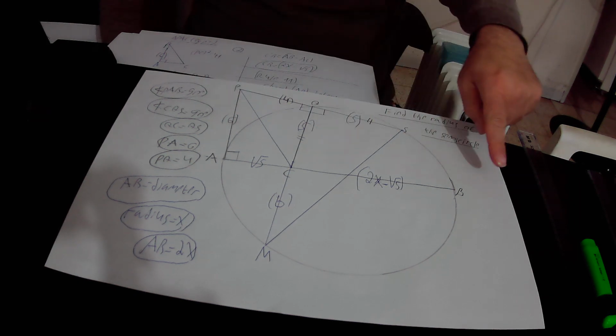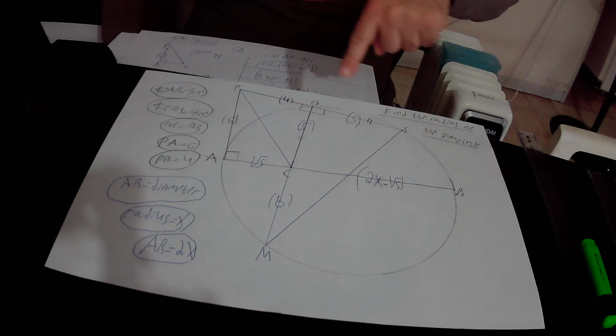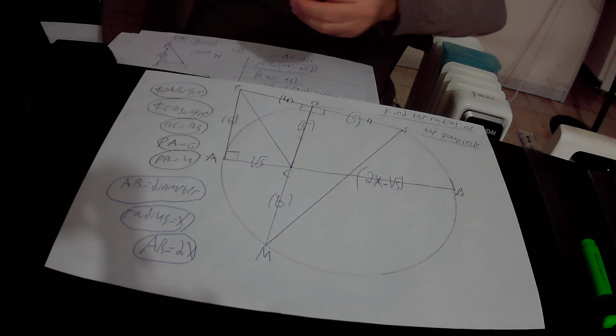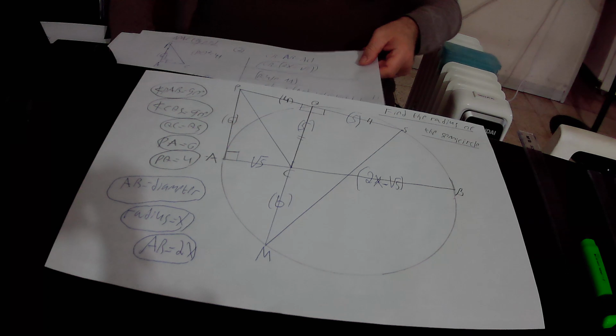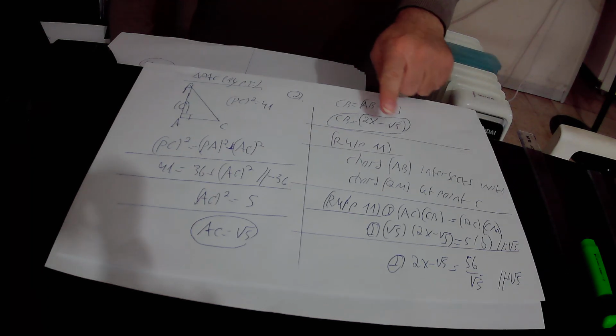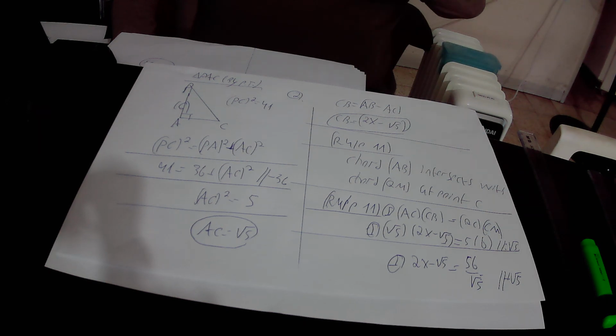Here, chord AB intersects with chord QM at point C. Whenever we have two chords that intersect with each other, we can implement rule number 11. So we can implement rule number 11 in our drawing. In our original drawing, chord AB intersects with chord QM at point C.